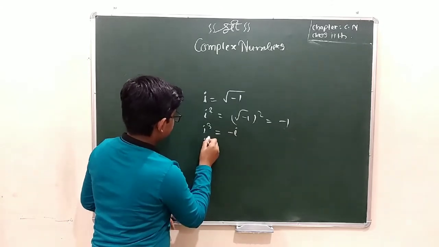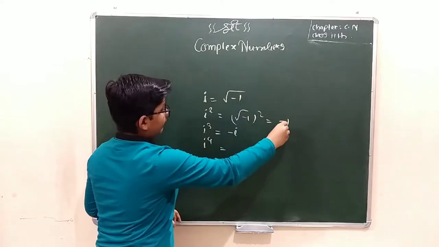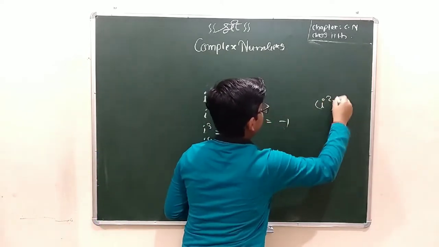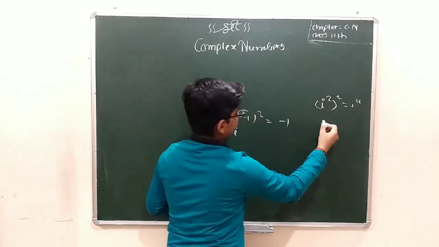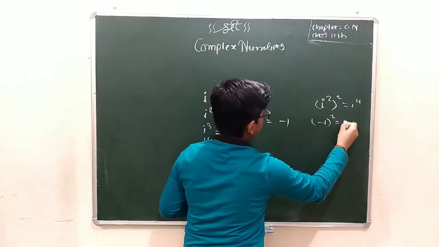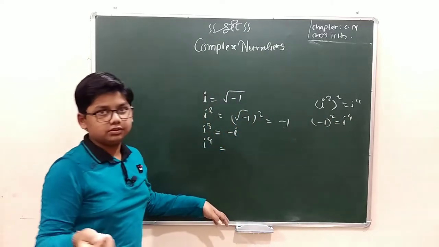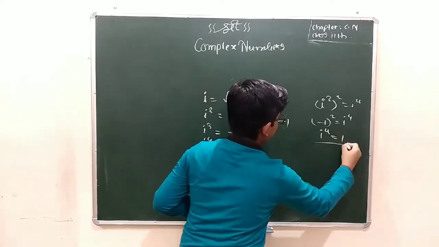Next, i to the power 4. i to the power 4 is i squared the whole square, since 2 into 2 is 4. i squared is negative 1, and negative 1 the whole square will be i to the power 4. Negative 1 into negative 1 gives us 1. So i to the power 4 is equal to 1.